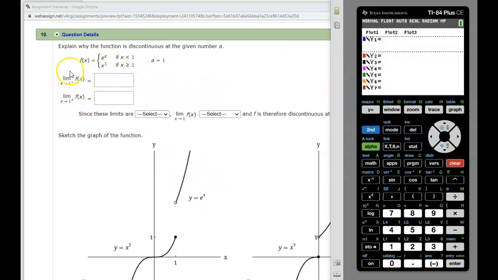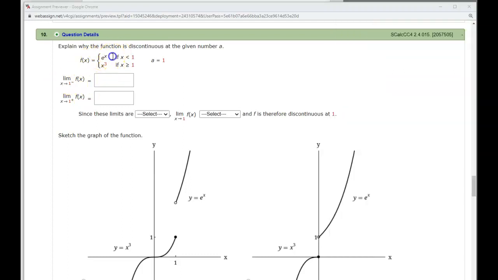I just want to remind you that x goes to 1 minus means I'm going to 1 and looking to the left. X goes to 1 plus means I'm going to 1 and looking to the right. You can tell which one of these pieces is left and right. 1 minus would be the things below 1, which are the first graph. And 1 plus would be the things above 1, which would be the second graph.